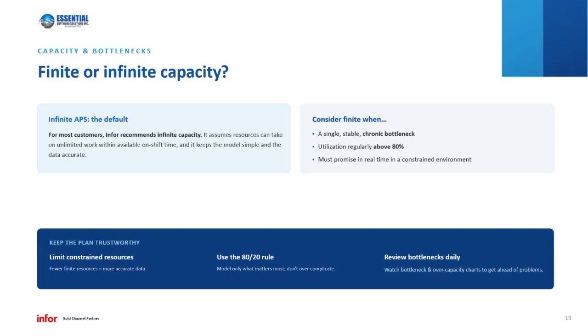And if this resource is down, that means you're going to have delayed shipping out the door. Or if you have higher volume that goes through that resource, that means you're going to have an overall reduction in throughput in your manufacturing system. So that's a scenario where we would want to model finite. Finite scheduling is a better option when capacity is genuinely inflexible. You've got a single stable chronic bottleneck, with utilization at that bottleneck that is regularly above 80%.